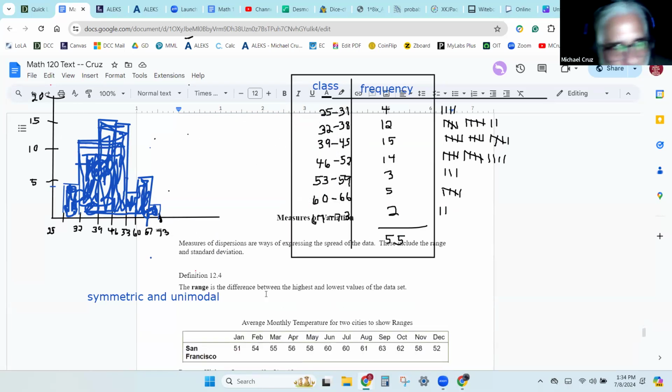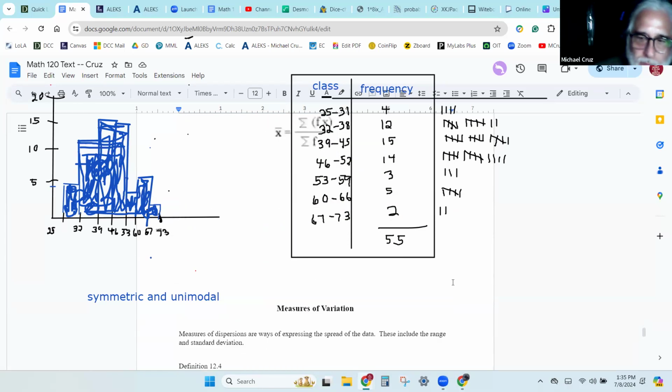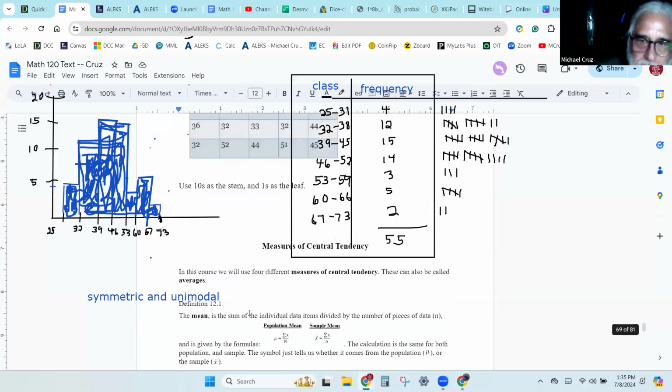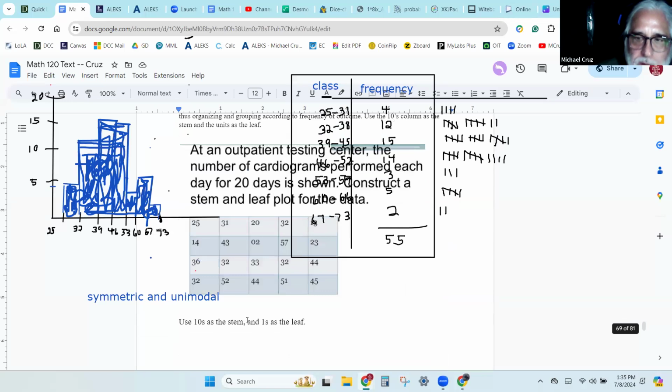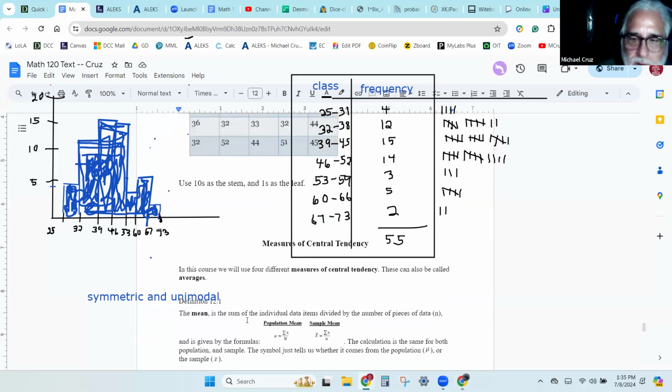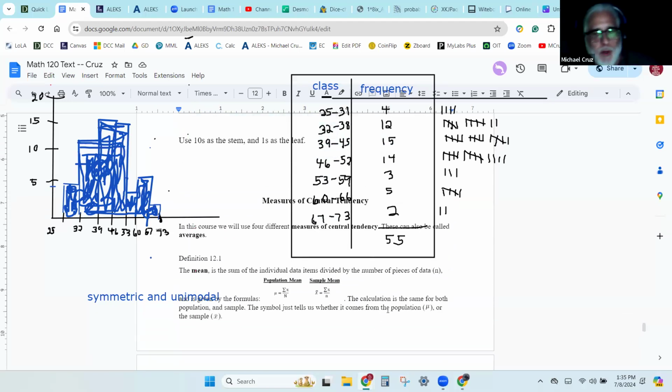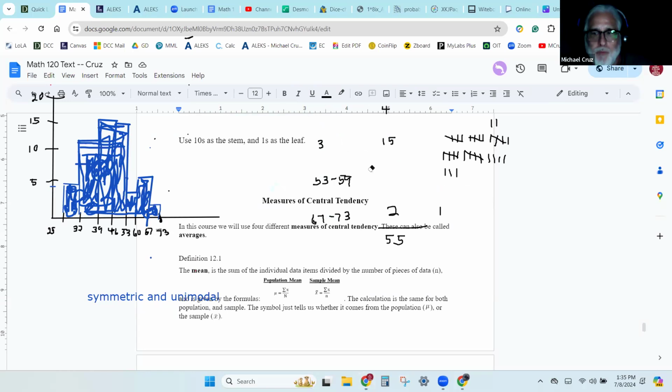So tomorrow we'll get on the averages, or measures of central tendency, as they call them. There's 3 or 4 of them. Basically, the mean, and the mean is the one that most everybody knows.